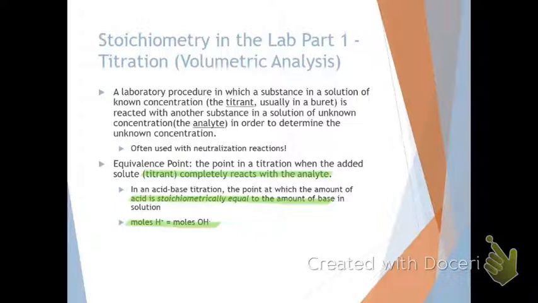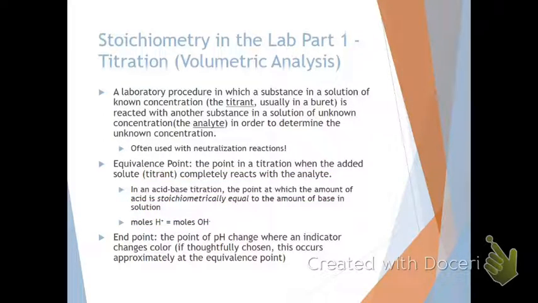When we are doing a titration, we determine where this equivalence point is based on the end point. The end point is where we have a color change based on an indicator. If we choose the correct indicator, we have that color change or pH change happening where our equivalence point should be. So let's go and look at the math behind this titration.